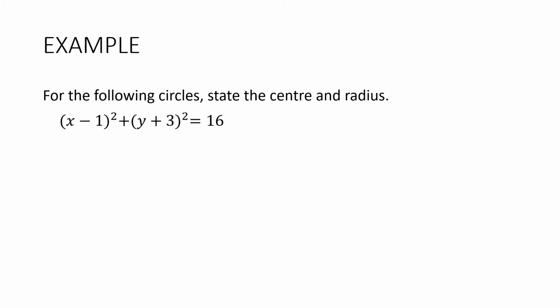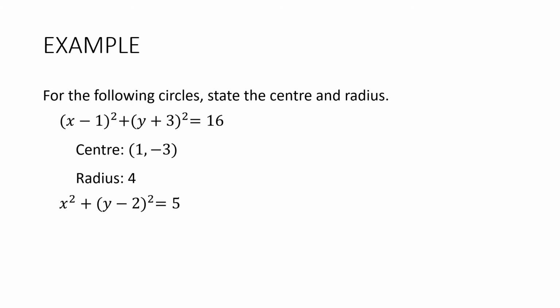Okay, let's try a couple of examples. For the following circles, state the center and the radius. So let's start with the center. We're going to ask ourselves, what makes 0? What makes 0 here? 1. What makes 0 here? Negative 3. There's our center. Make sure you write it in point form. And our radius is going to be the square root of this number, which is 4.